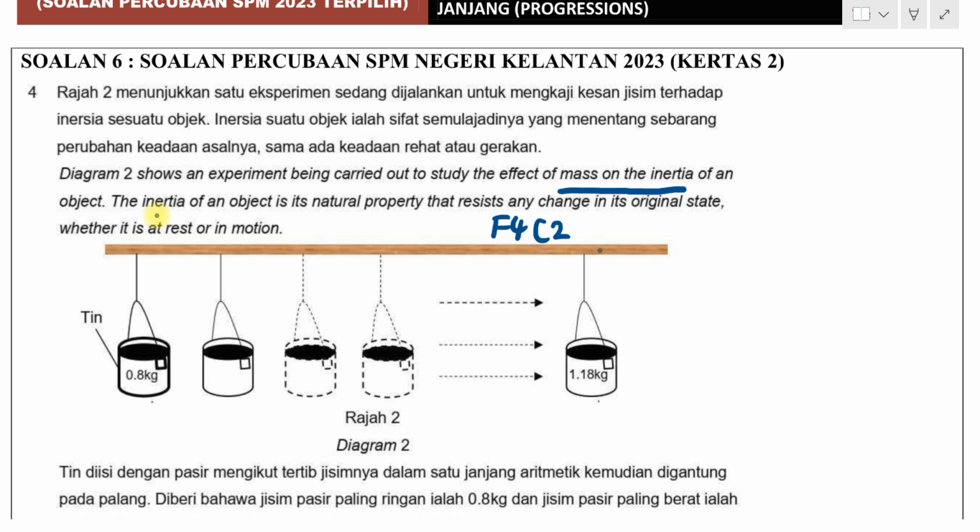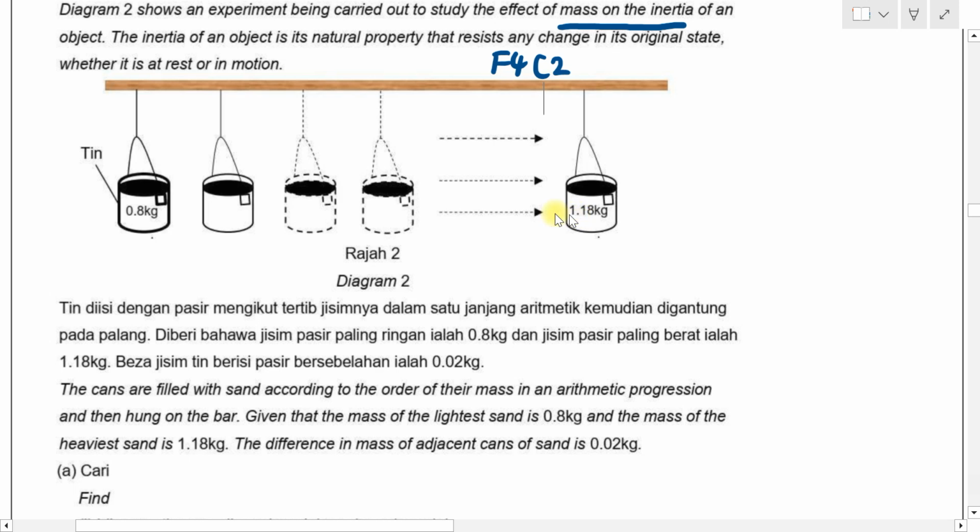For example, a fan is running. If we switch off the fan, it's not going to stop immediately because it wants to continue its original motion, which is the constant velocity. That's one of the examples. We also know, just as a fun fact, nothing related to your maths, that the greater the mass, the greater the inertia. Now, they have arranged tins. The cans are filled with sand according to the order of their mass in an AP and then hung on the bar.